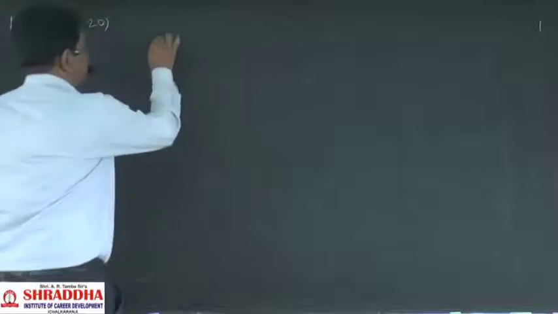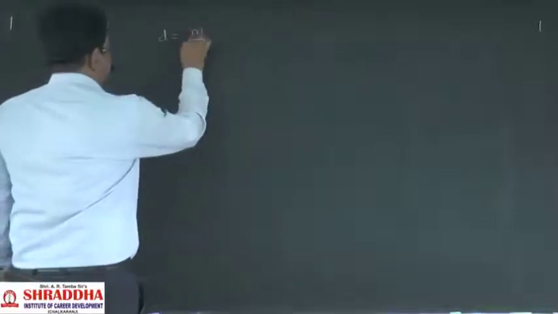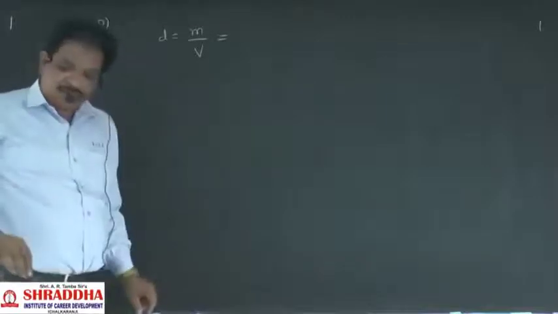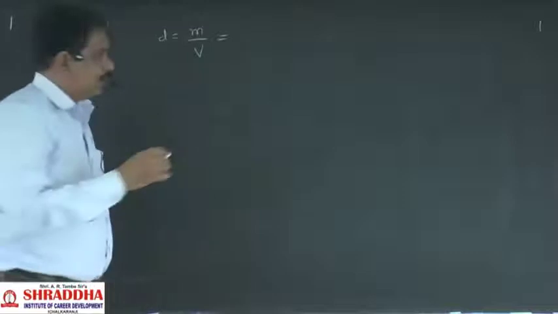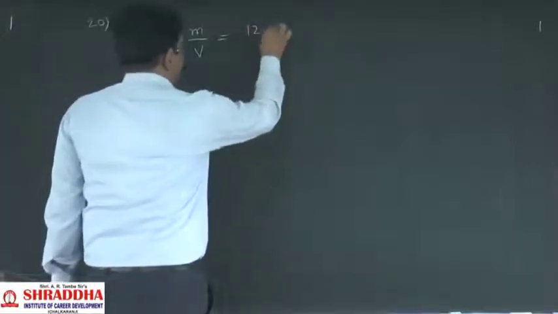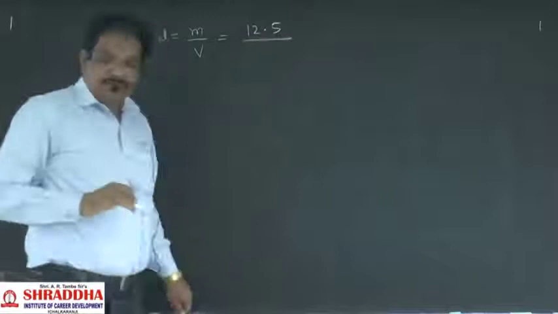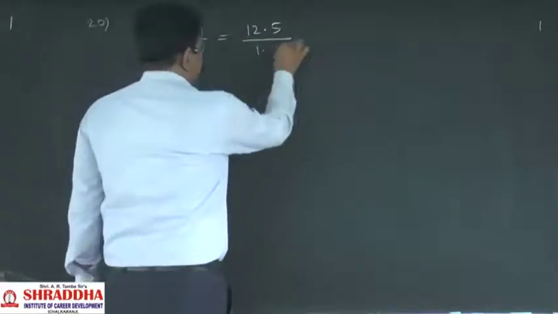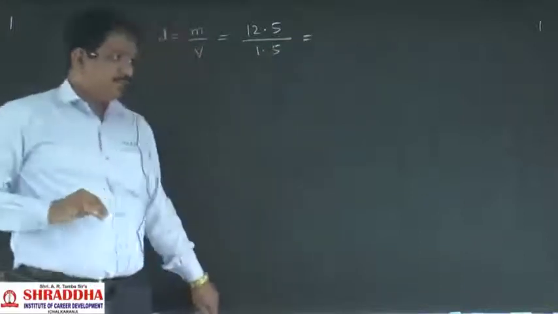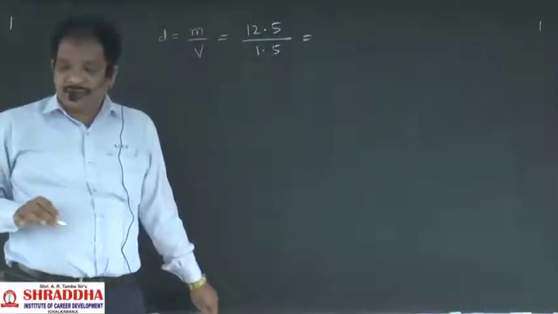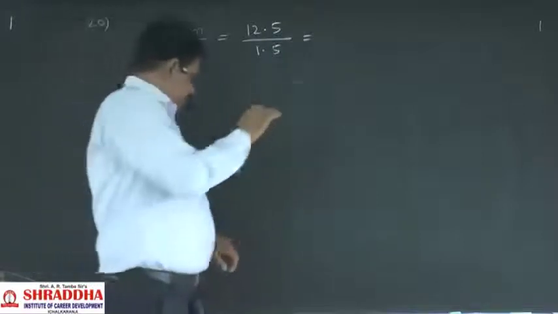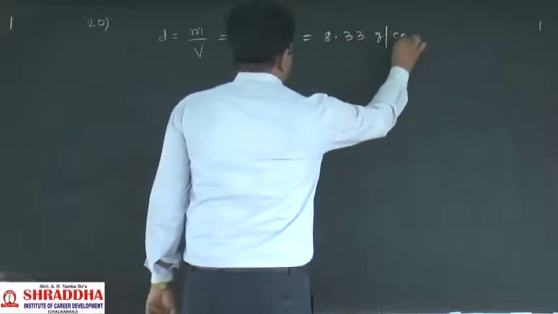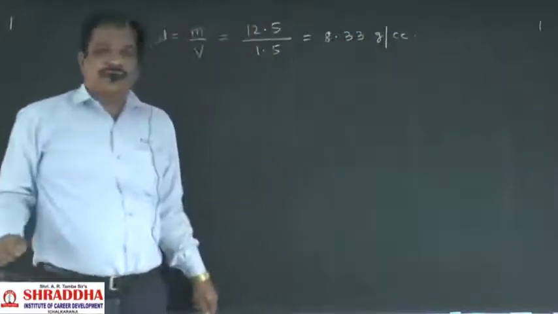We know the formula for density, D is equal to M by V. This is the formula for density. So here, mass value will be 12.5, volume value will be 1.5. Clear? So if we calculate this, we will get the value as 8.33 gram per cc.